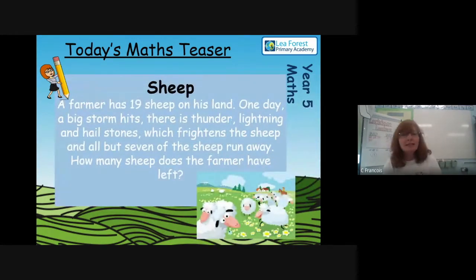So we've gone over our maths teaser with our technical glitch. So it was: a farmer has 19 sheep on his land. One day a big storm hits. There is thunder, lightning and hailstones, which frightens the sheep, and all but 7 of the sheep run away. How many sheep does the farmer have left? Some of you got this quite straight away, which was good.